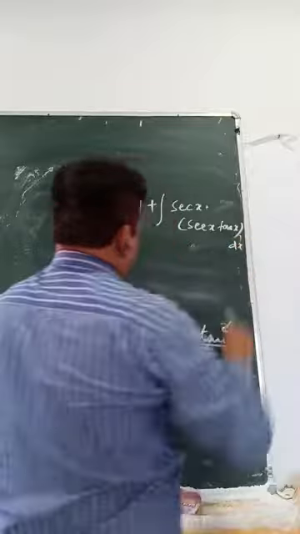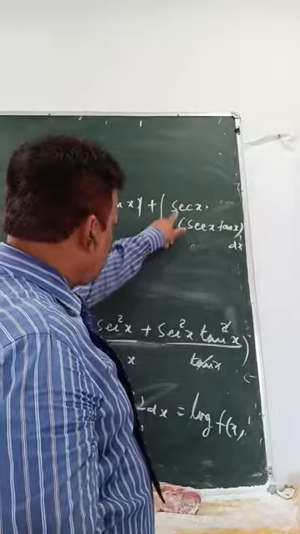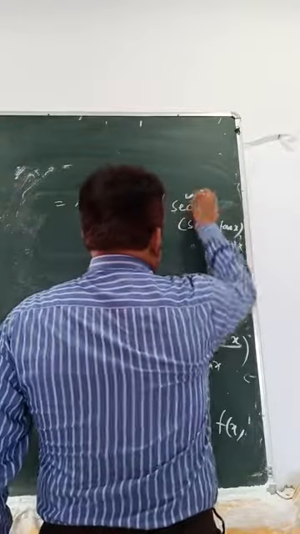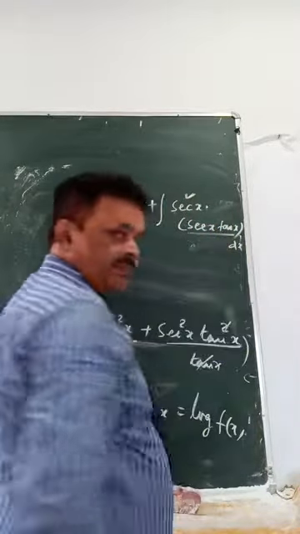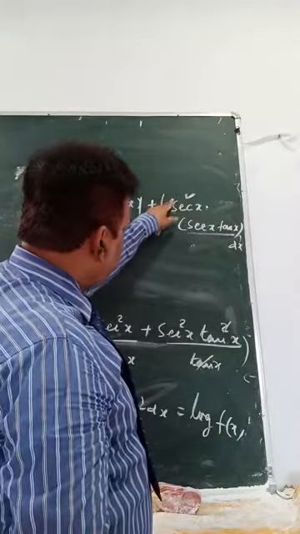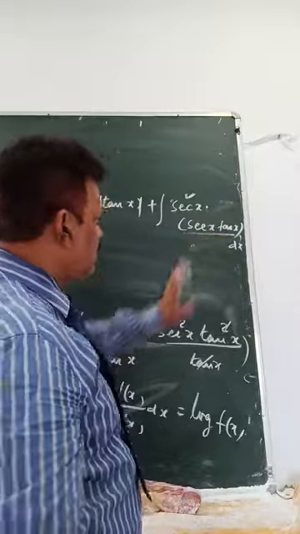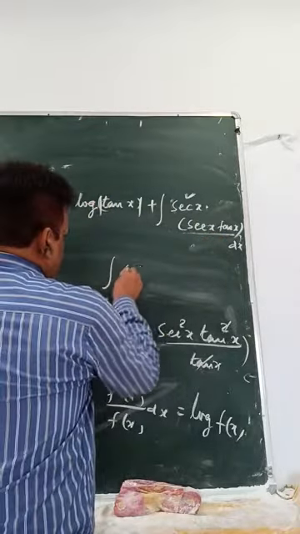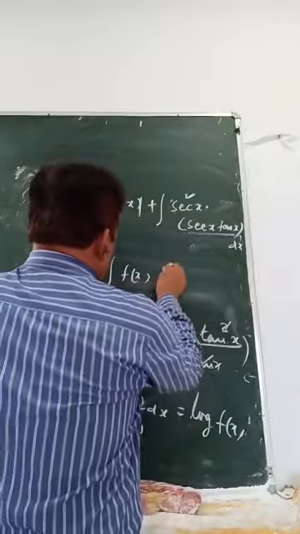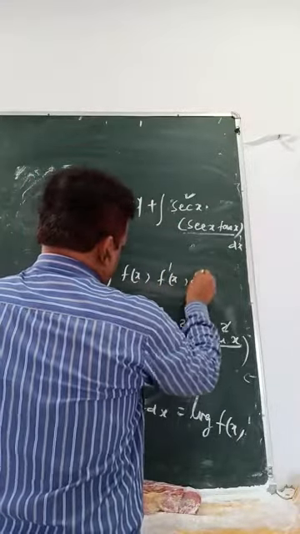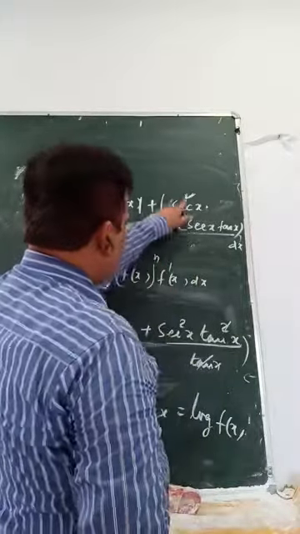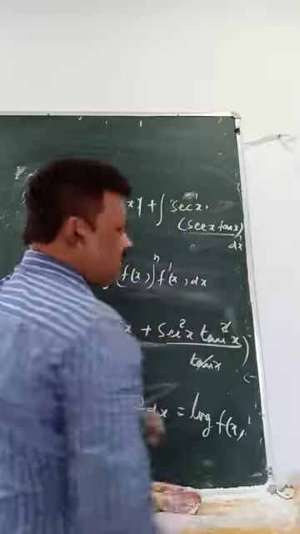Check it. Sec square is one sec here, one sec tan. Why? Now the derivative of this sec x is sec x tan x. Means this is your f x, this is your f dash x. So formula, this is f x, this is f dash x. Power is n. What is n here? n is 1. Here n is 1.